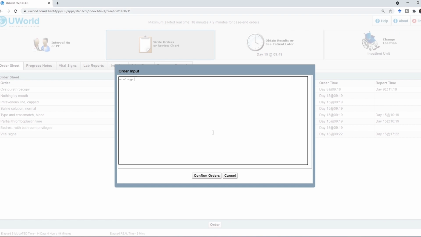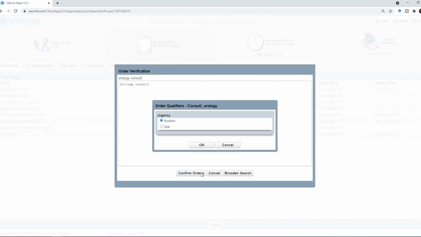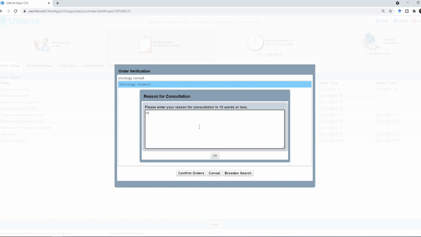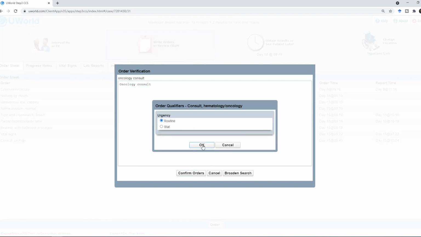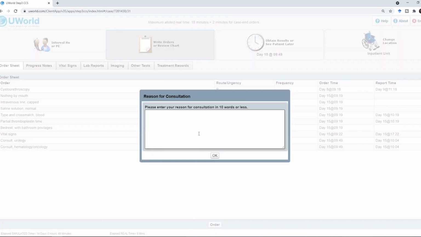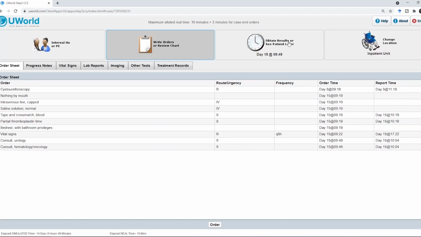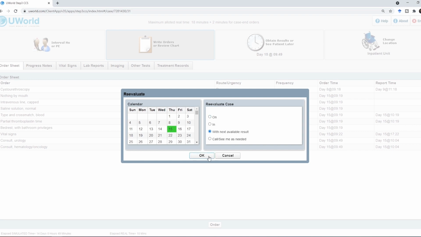So let's type urology consult and oncology consult. They will ask for the reason for this consult, and we will type renal cell carcinoma. The same for the oncology consult, and we will type renal cell carcinoma. And now we can advance the clock to see their recommendations.